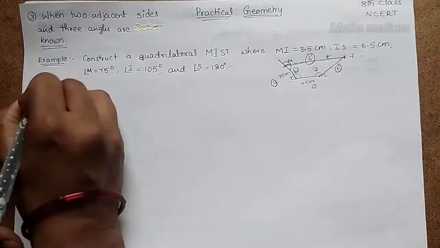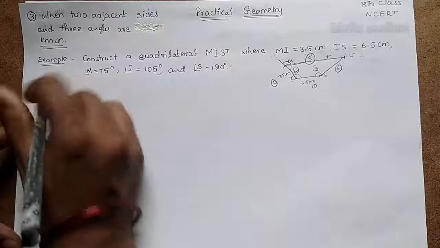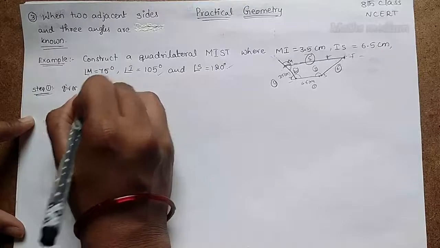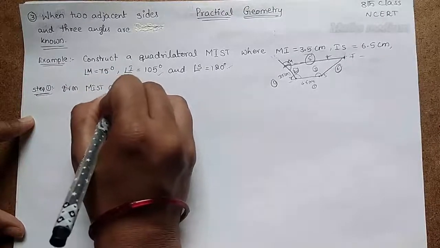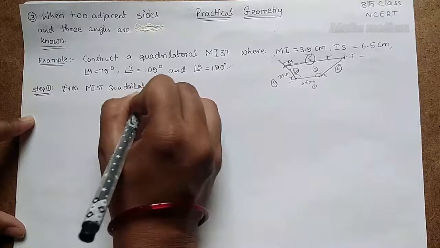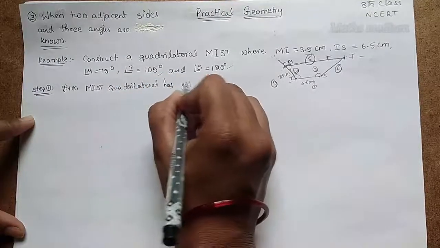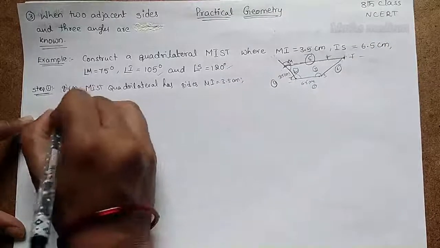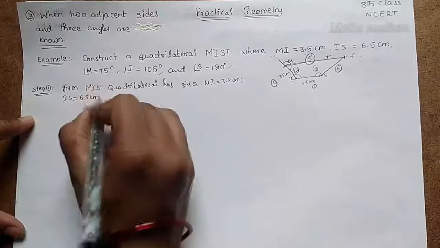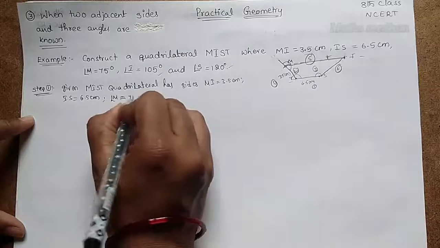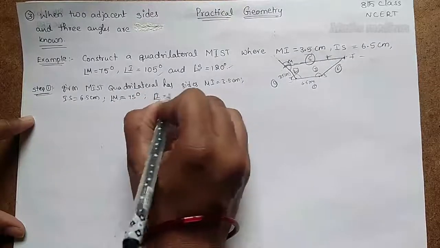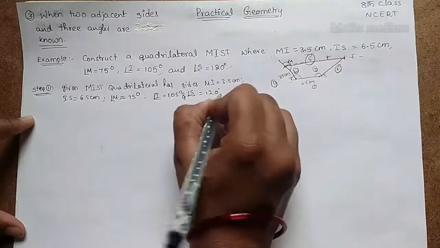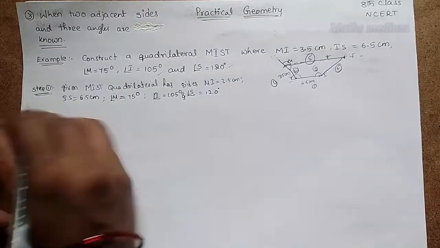Here, before step 1, we have to write the given. Given: quadrilateral MIST has sides MI equal to 3.5 centimeters and IS equal to 6.5 centimeters, and angle M is equal to 75 degrees, angle I is equal to 105 degrees, and angle S is equal to 120 degrees. Now make a step here. So this is step 1.